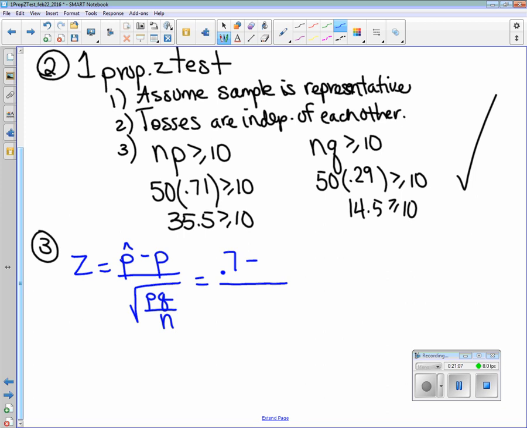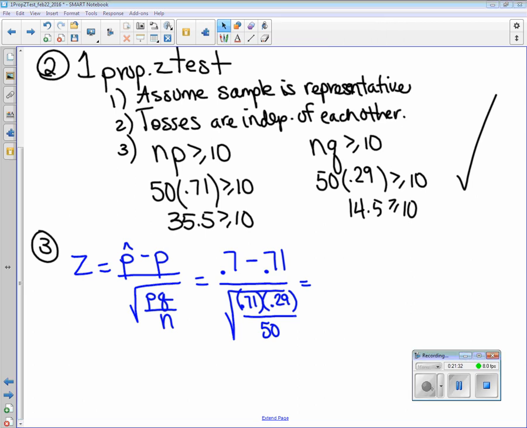What was the claim? 0.71. And then I'm just going to fill in the bottom. 0.71 was our p. Our q is 0.29. And what was our n? 50. So, pause the recording and tell me what the z-score is. We'll say negative 0.1558. Good enough.